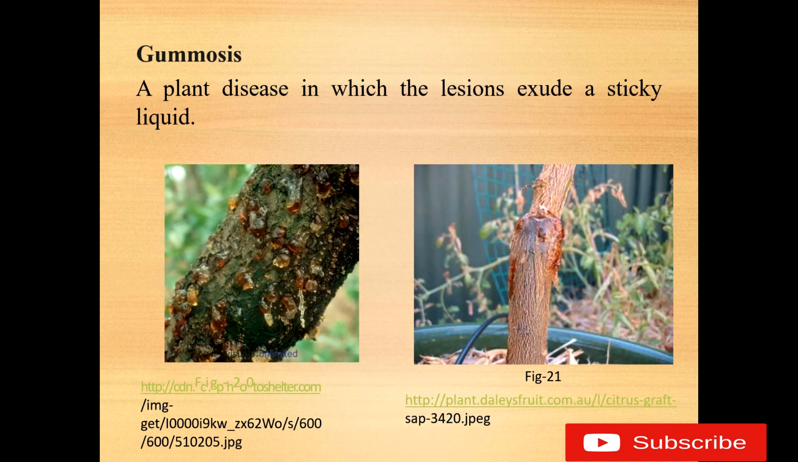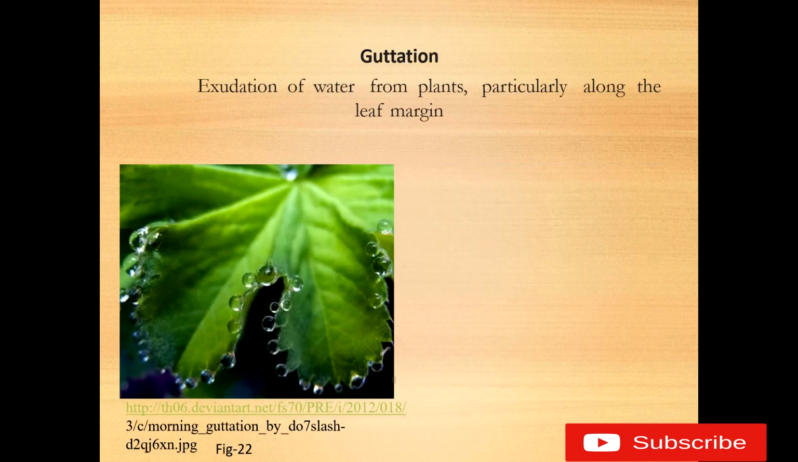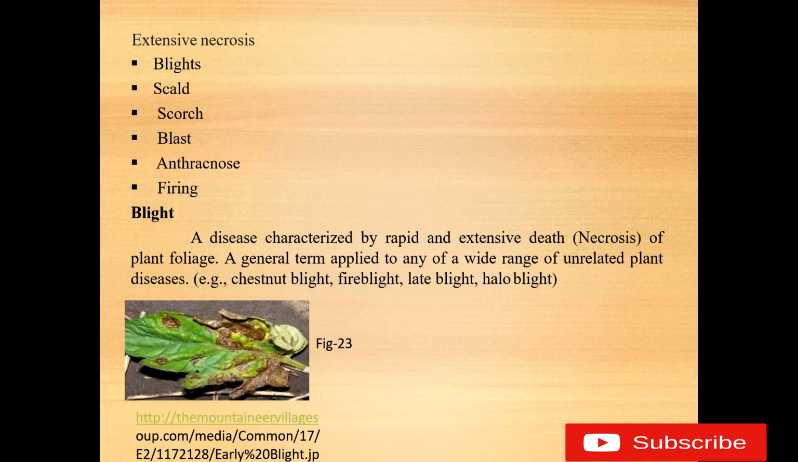And gummosis means the exudation of some sticky liquids, which is also a very common symptom. And guttation is the exudation of water from plants. That is known as guttation. And extensive necrosis leads to blight, scars, scorch, blast, anthracnose, and firing.